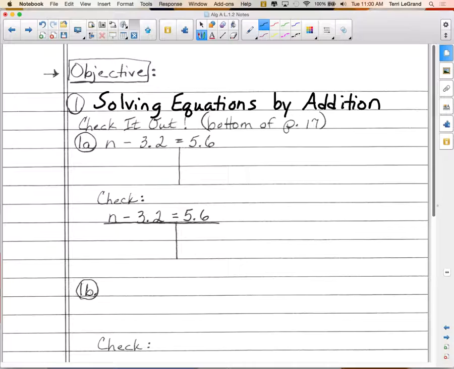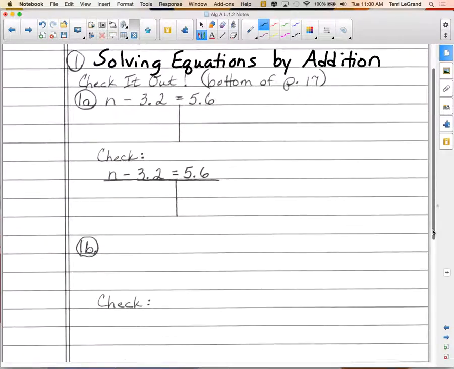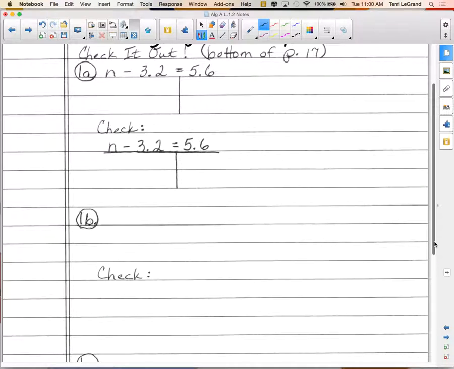Well, we're going to go to the check it out problems that are below example 1. So at the bottom of page 17, everybody locate them. The check it out problems below example 1, not example 1, but below it. Check it out problems, bottom of page 17. How many are there? 3. 1A, 1B, 1C. I've already written down 1A for us. Okay, so it is the equation n minus 3 2/10 equals 5 6/10. We need to solve that equation. Remember, we're solving.